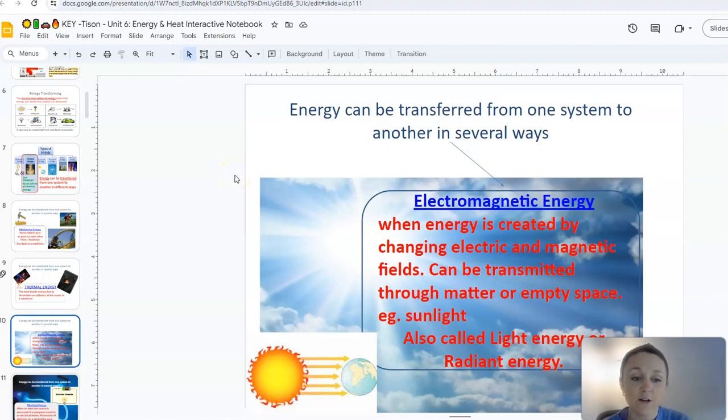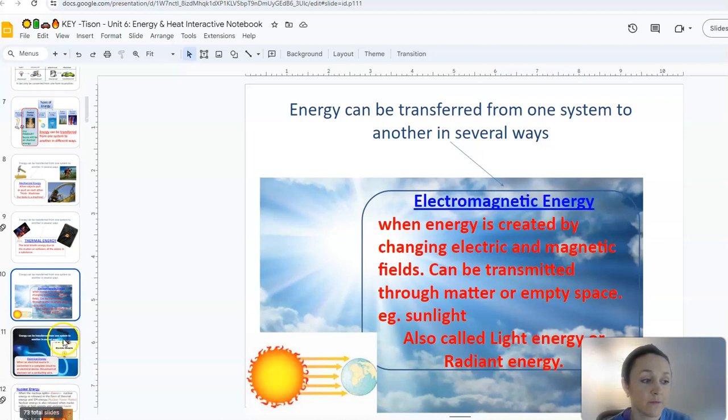Electromagnetic energy. This is any energy that you can find on the electromagnetic spectrum. And when energy is created by changing electric and magnetic fields, we see this electromagnetic energy. It can be transmitted through matter or empty space. So think of sunlight. It goes through space. It also travels through the air, which has matter in it. Sunlight is a good example. Visible light from the sun and UV radiation are both on the electromagnetic spectrum. But I just want you to remember, we can call electromagnetic energy light energy and radiant energy as well.